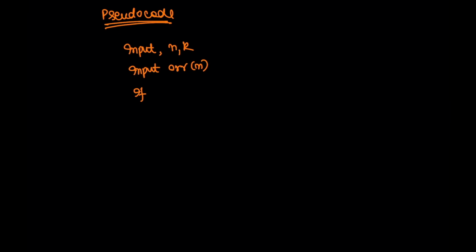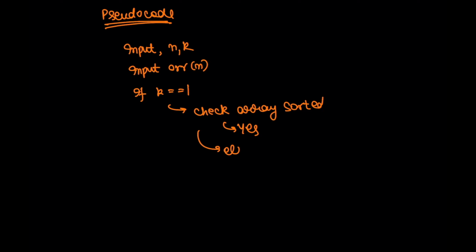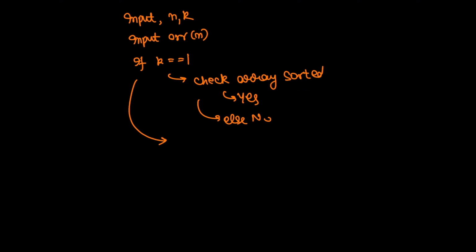Let's write the pseudo code. We'll take the input n, k and input the array of size n. Now if k equals 1, check if the array is sorted. If it is sorted, then yes, else no. Or if k is greater than or equal to 2, then the answer is always yes.